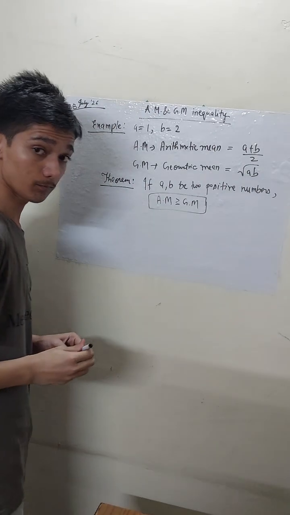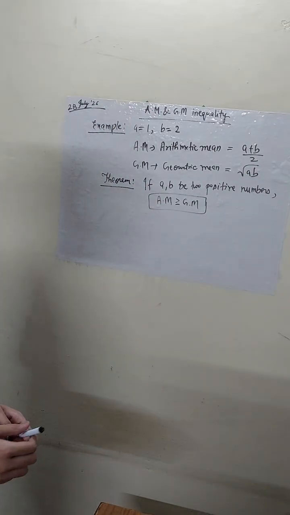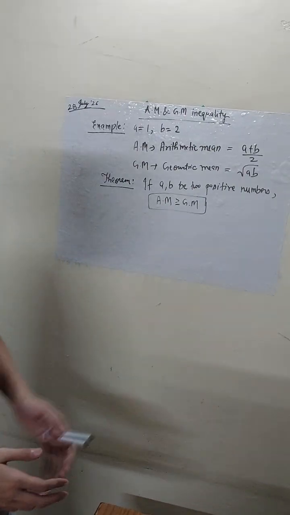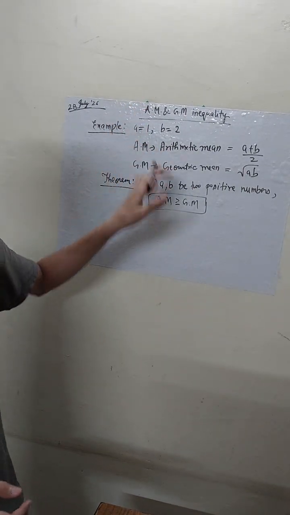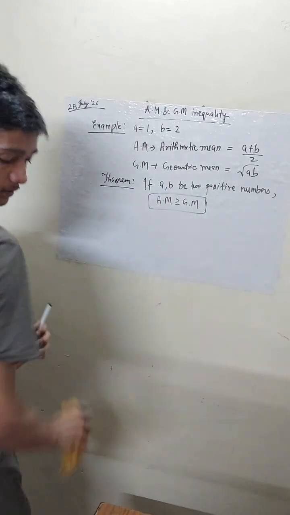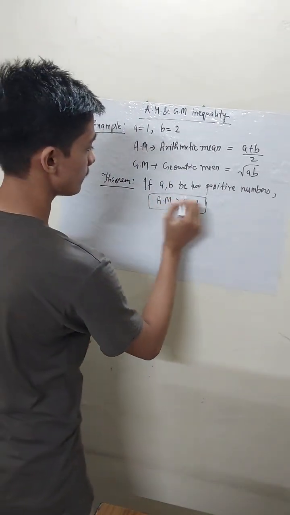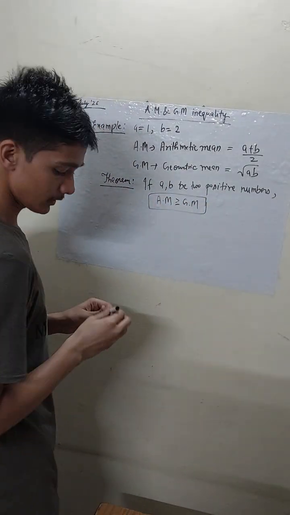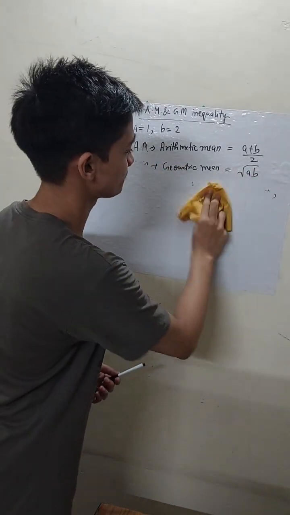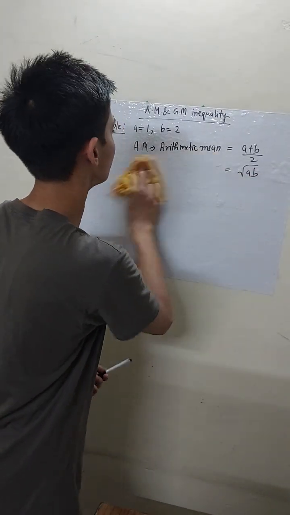So we are going to prove it. Then we move to the examples, on how we implement these kinds of inequalities in several questions. So let's get started. Okay, so if A and B are positive numbers, now we are going to prove it. First I have to erase this because the whiteboard is too big to handle.